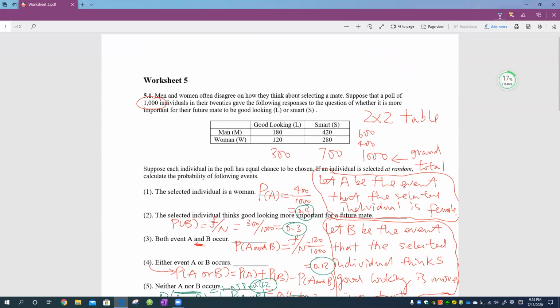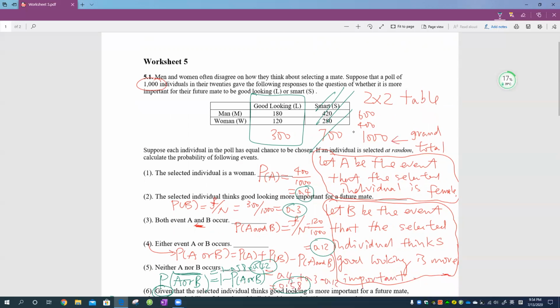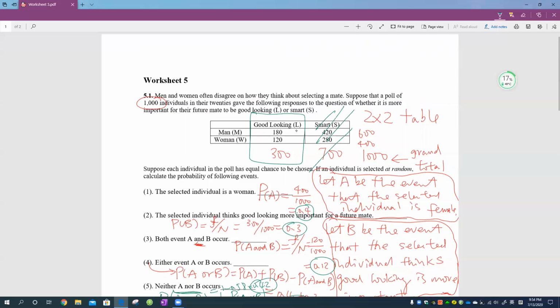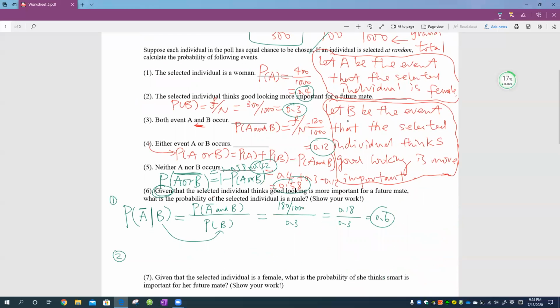So that's a condition. When we have the given event as good looking is more important, that means we only look at the good looking column. The rest of it, we don't look at. We focus our eye on only this good looking column, and then we satisfy the condition. Then we can look at the probability.